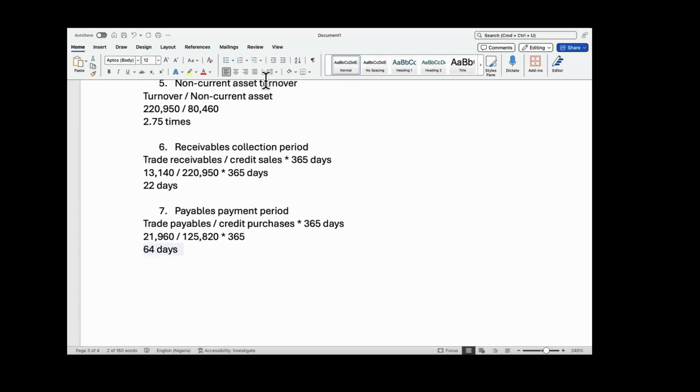So for this payables payment period, is it the higher the better or the lower the better? The higher the better. Okay. So can you justify that? Explain that. Why? If it takes you more time to repay your creditor, you have enough money to run the business. So it's working capital efficiency. The higher the better.